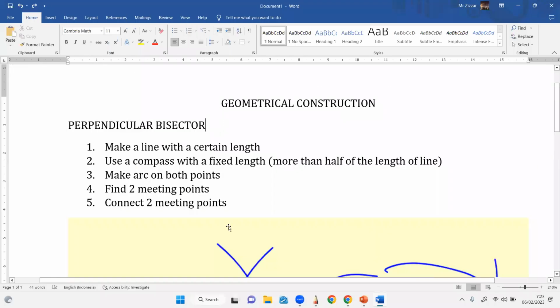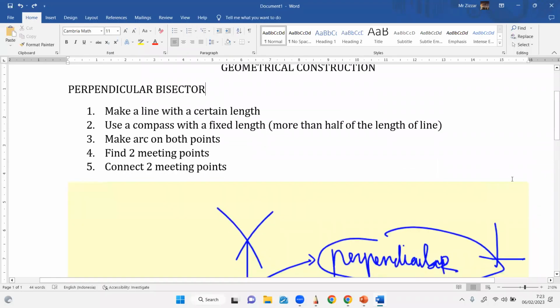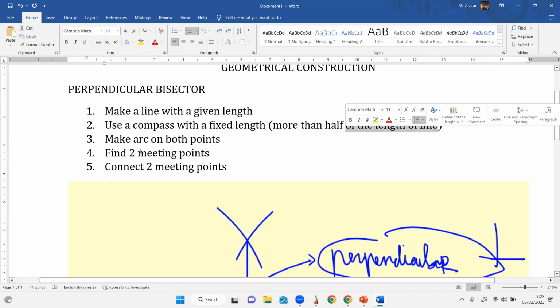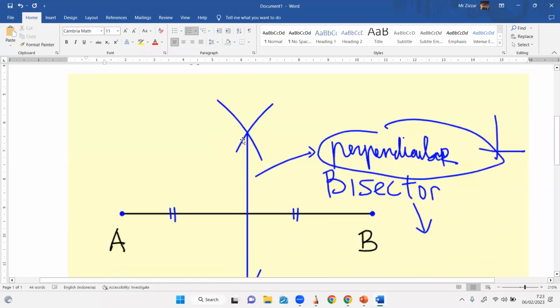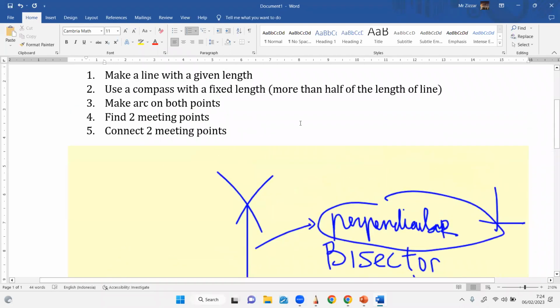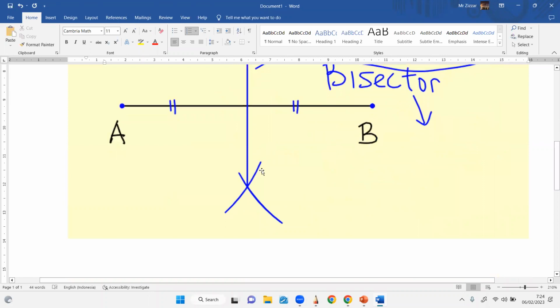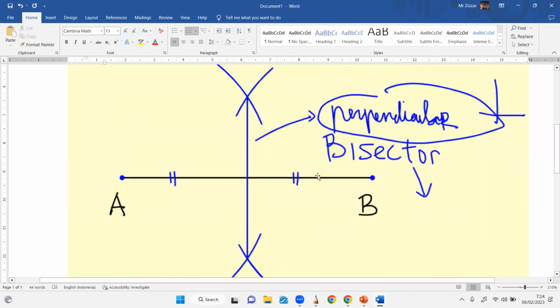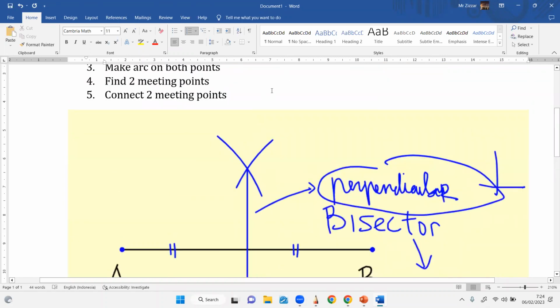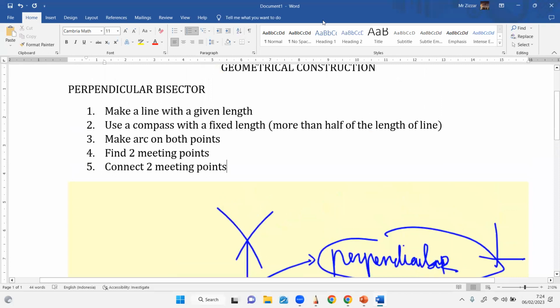So I already give you 5 steps of making a perpendicular bisector. Make a line with a certain length, given by the question. Use a compass with a fixed length. It has to be more than half of the length of the line. Later on, I will show you why. Then make arcs on both points, A and B, and find the 2 meeting points. Then create the line, and that line is called a perpendicular bisector. That's it.